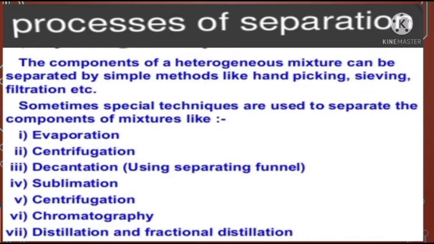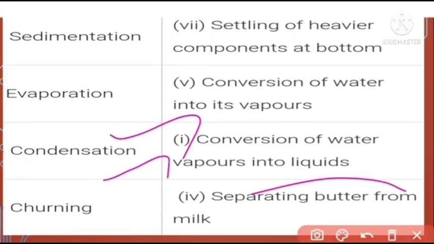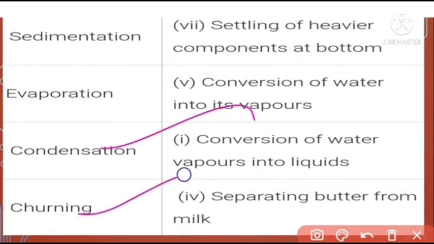This week we are discussing some other special techniques used to separate the components of a mixture. The first method is sedimentation, the second method is decantation, the third method is evaporation, the fourth method is condensation, and the fifth method is churning, along with solution nature and solubility tendency. These are discussed in this video.